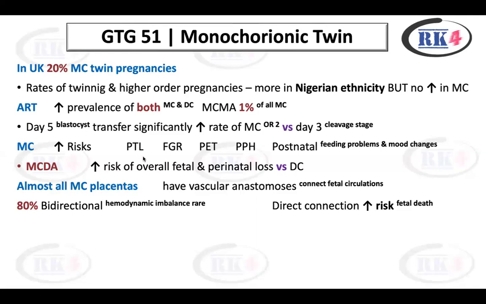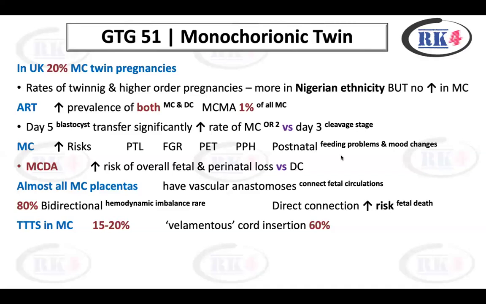Monochorionic pregnancies have a single placenta, and almost all the placentas have vascular anastomosis. So that means the fetal circulations of the monochorionic pregnancy are interconnected. So monochorionic pregnancy comes with special challenges. There are special complications which are present in monochorionic twins.